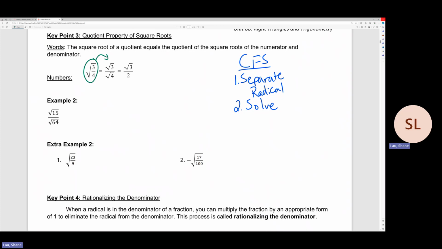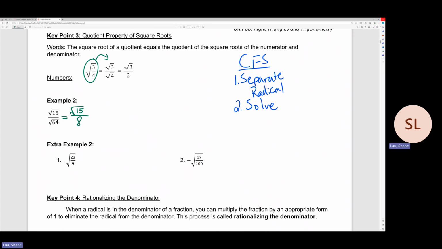For whatever reason, example 2 is not set up the same way as before, but it's perfectly fine. But what we'll realize is that the square root of 15 doesn't have any reduction in it, so we're just going to leave it. But we do know the square root of 64. We just saw it. And that's 8. And we're done. That's it. We just reduced it down.